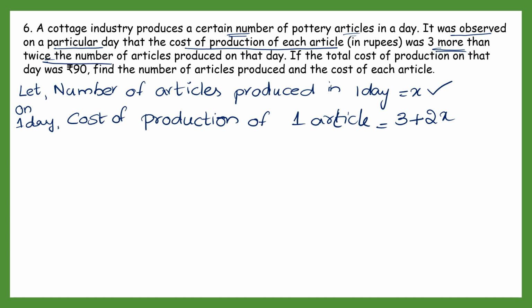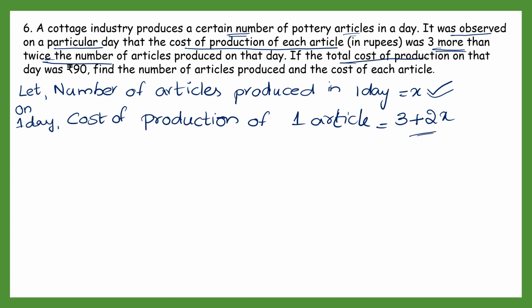Twice means what? Multiplication. 2 into. Thrice means 3 into. 4 times means 4 into. Here they give twice the number of articles. The number of articles produced on one day is what? x. Twice means 2x. So you got the cost of production of one article is 3 plus 2x.